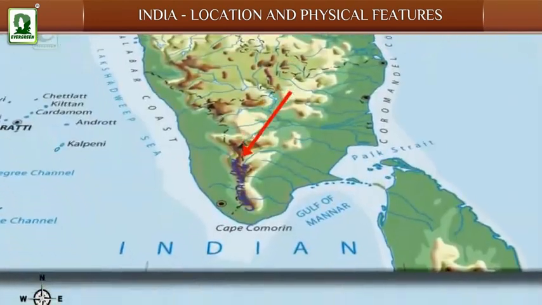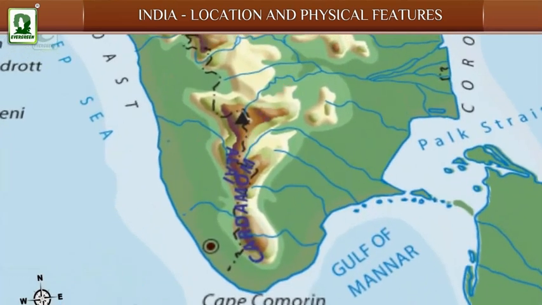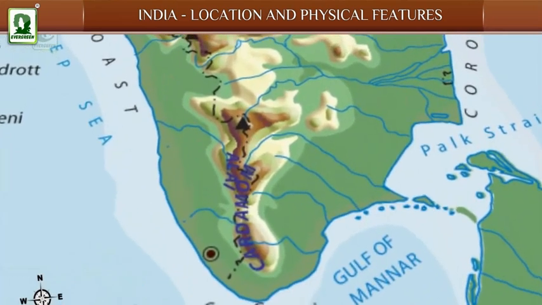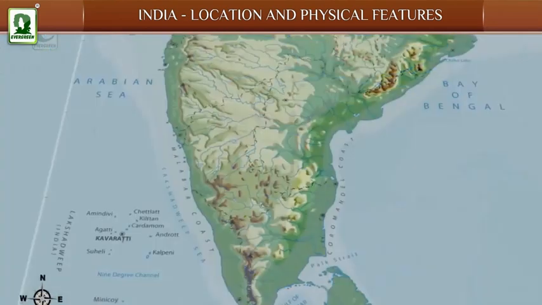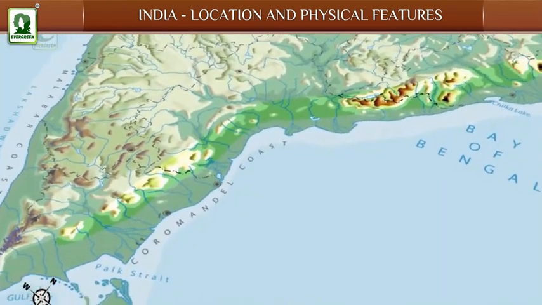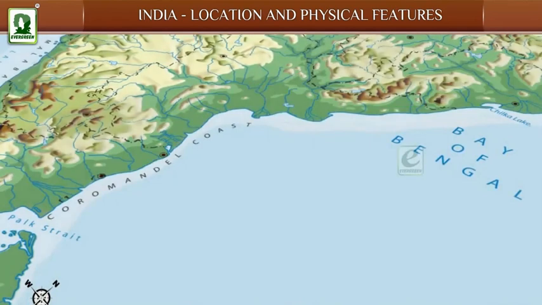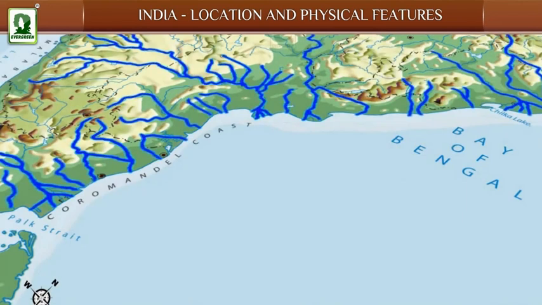Anaimudi, 2,695 meters, in the Annamalai Hills is the highest peak in this chain. Eastern Ghats, running parallel to east coast, form the eastern edge of Peninsular Plateau. The Eastern Ghats are not continuous. They are broken and uneven, with river valleys formed by the rivers flowing through them.